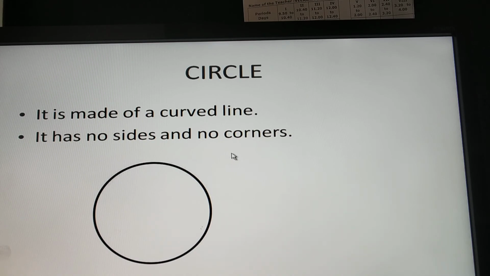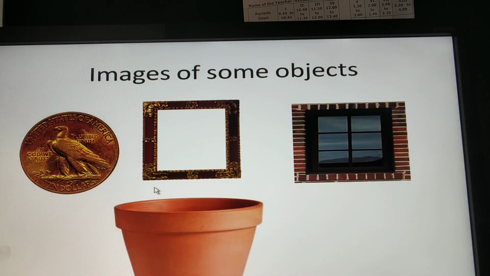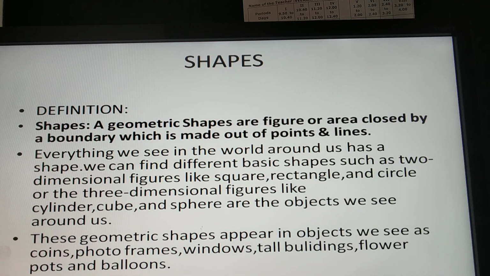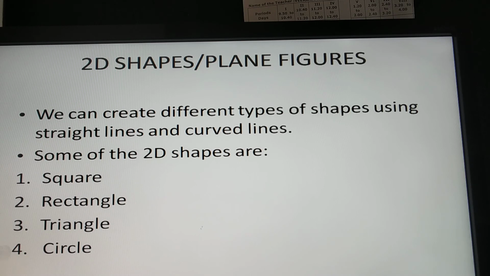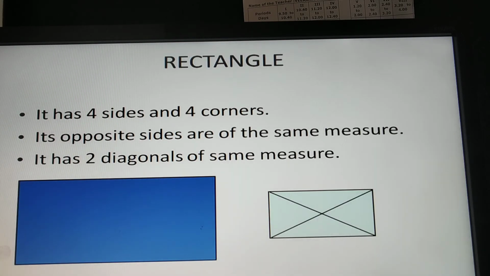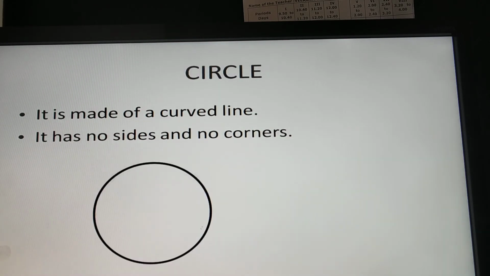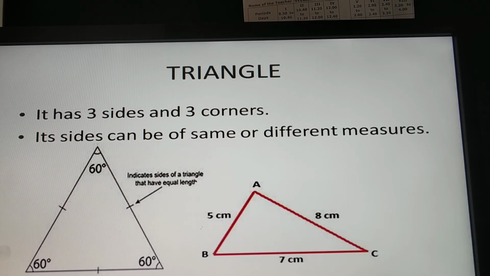So this was all about the shapes we have discussed today. First, we have seen the definition of shape, and these shapes appear in our day-to-day life in the form of objects like coins, photo frames, windows, flower pots and so on. Next, we have discussed about the plane figures or 2D shapes. In that we have discussed about the squares and rectangle, then triangle, then circle. So these are some properties I have shown you. This basic at least you should know.